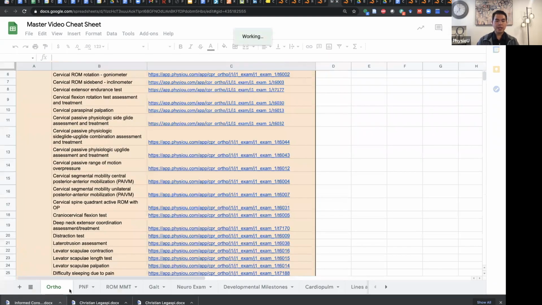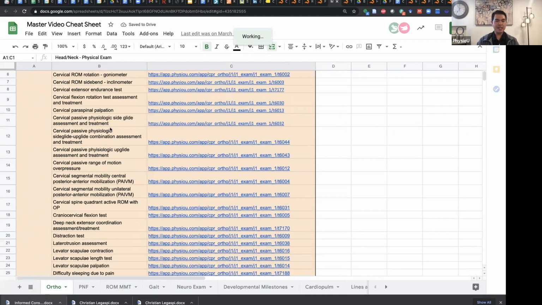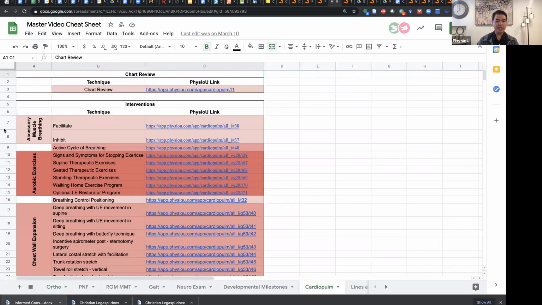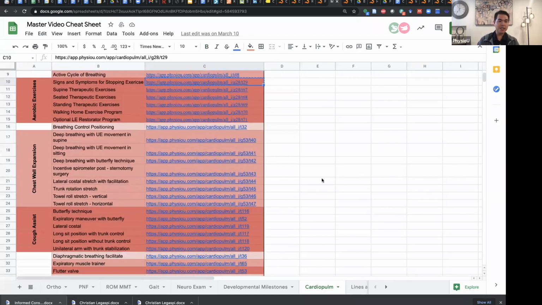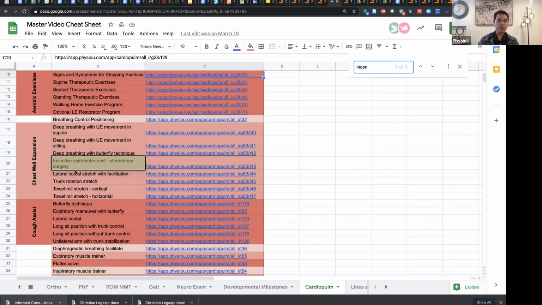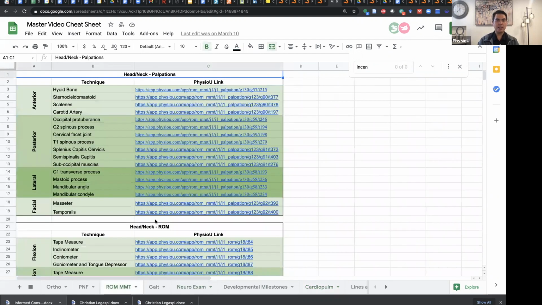So here is all 3,000 techniques from ortho. Here is cardiopulm down here, all of your techniques organized and all the hyperlinks that you can just copy and put into your lectures or lab handouts. So you have a lot of different ways, and you can do a Control F, incentive spirometer, and there it is. So you could just search through the spreadsheet. Here's neuro, here's range of motion, MMT. All of these are all here for you. So you can see faculty here using the spreadsheet to augment their lab handouts.